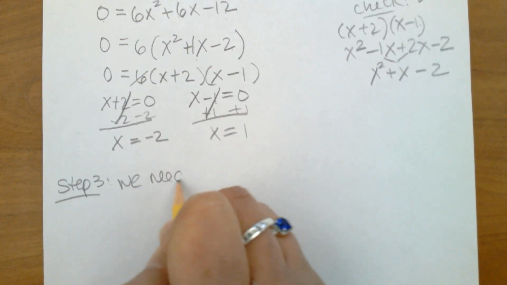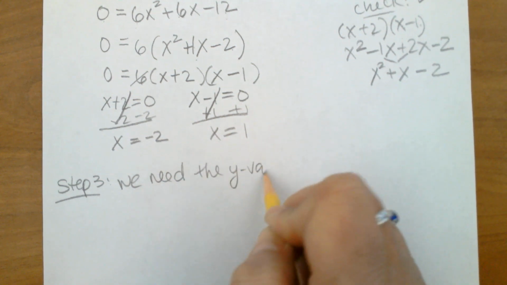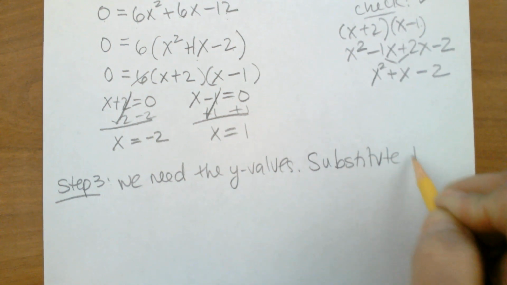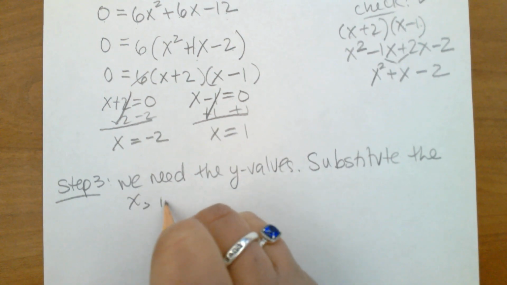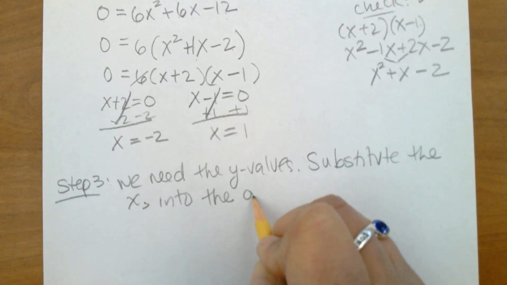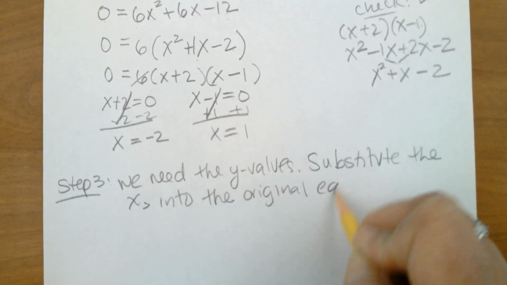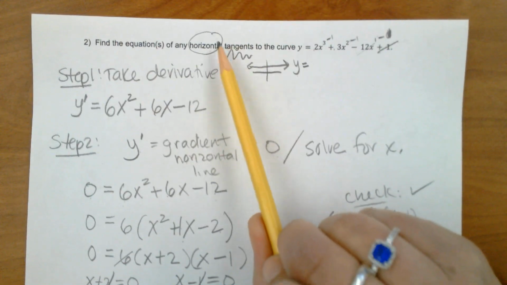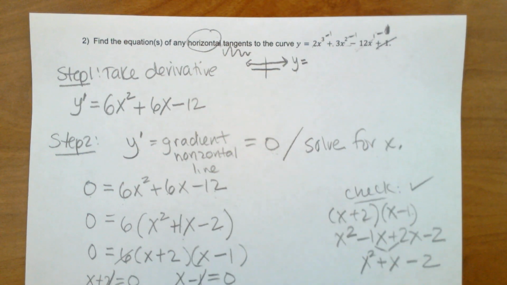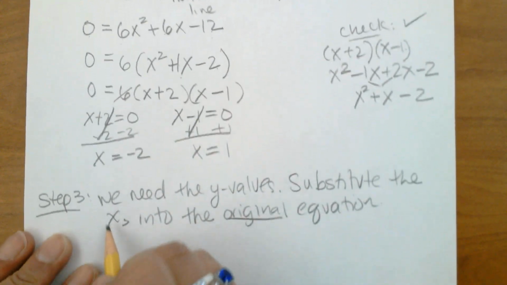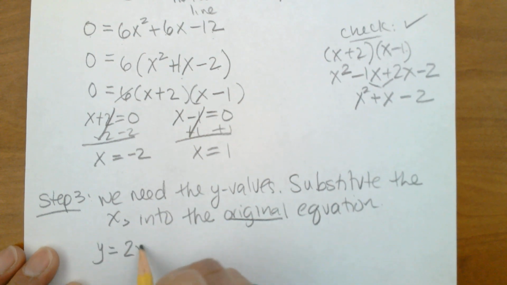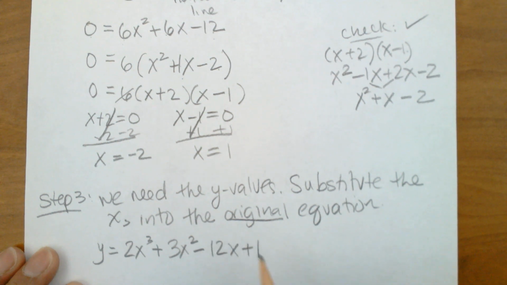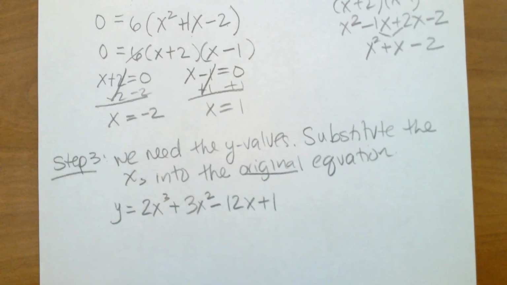We need the y values. So what we're going to do is substitute the x's into the original equation. And it's the original that you go back to, because that's what we want the horizontal tangents of. So I'm going to write down the original: y equals 2x cubed plus 3x squared minus 12x plus 1. And I'm going to take each one of these and substitute it in.